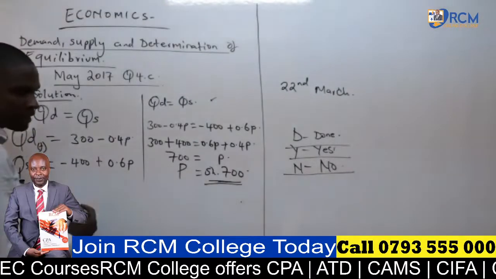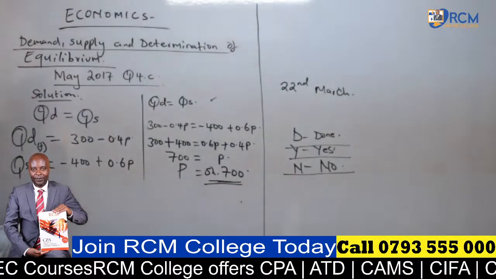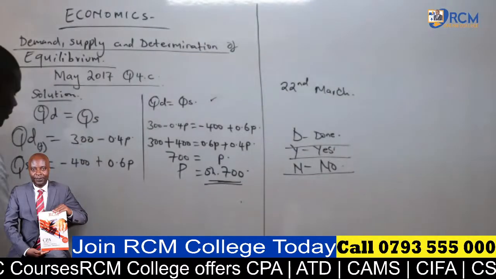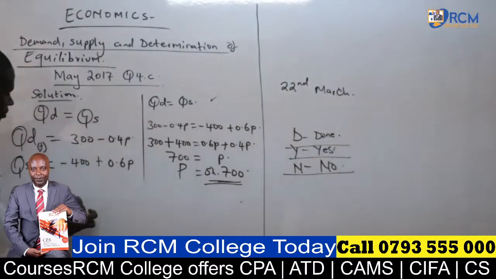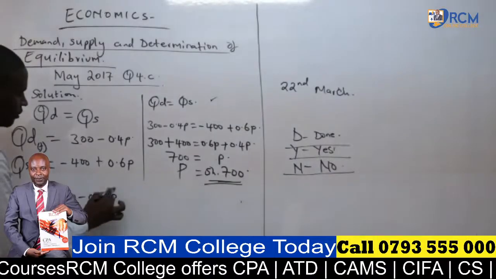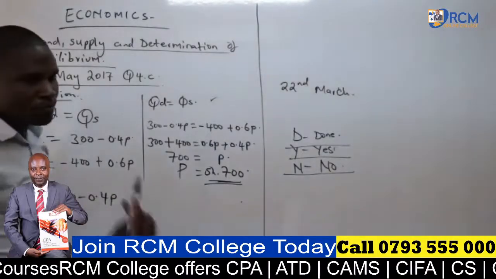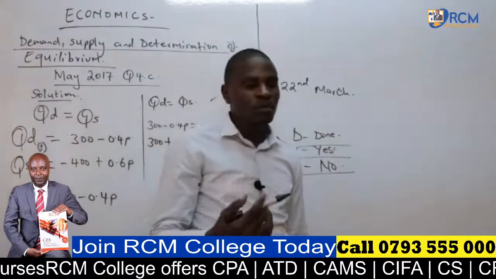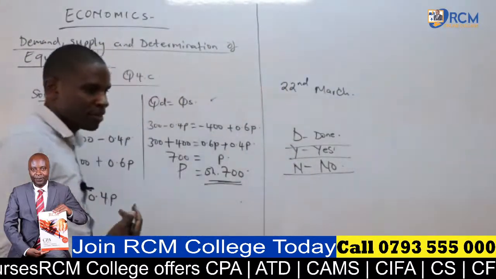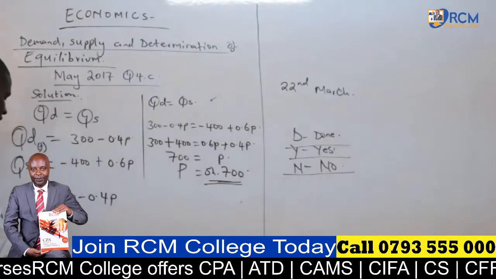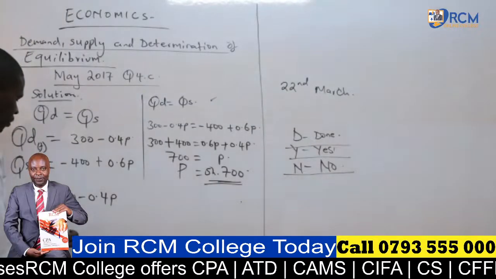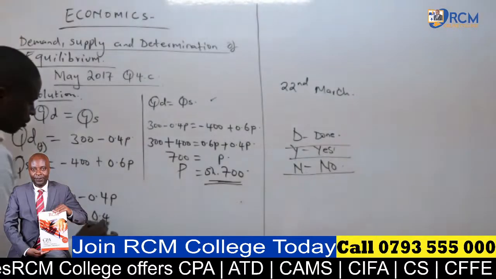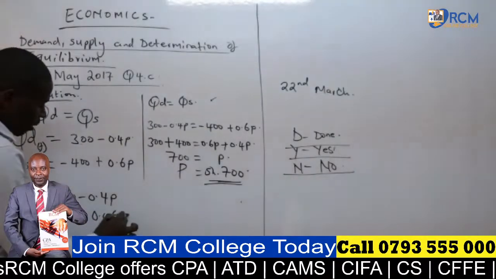Our next step is computation of our Q, the QD. And we know QD is given by 300 minus 0.4P. Do we know the value of P? Yes, we know that P is 700. Therefore, it will be easier for us to compute what we expect: 300 minus 0.4, multiplied by our P, which is 700.